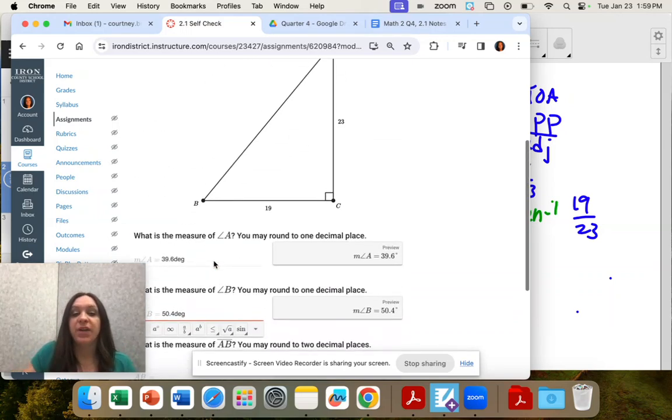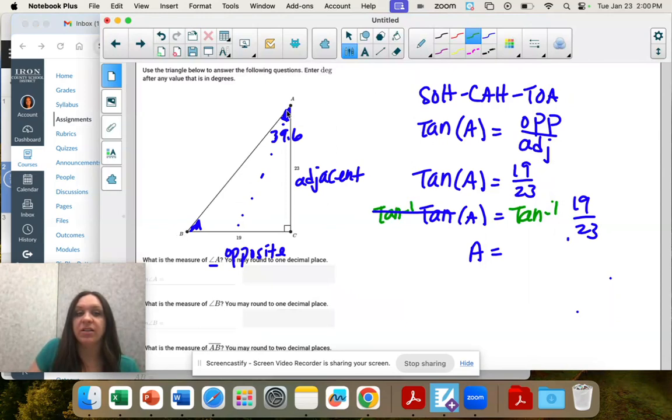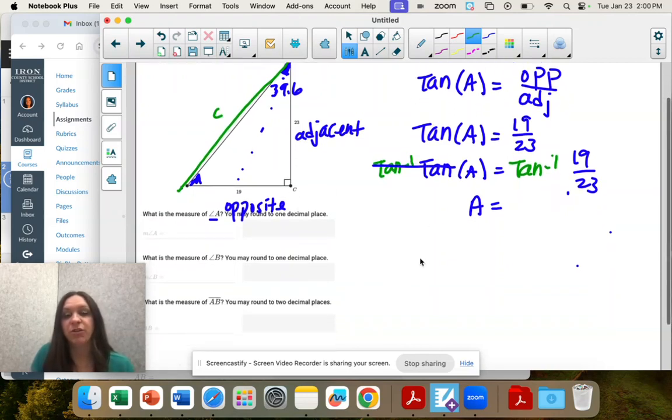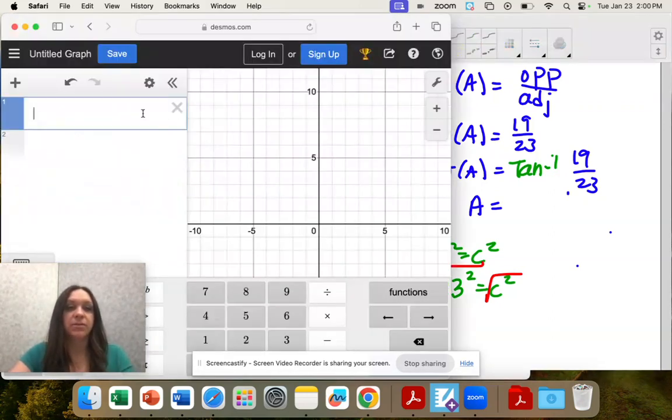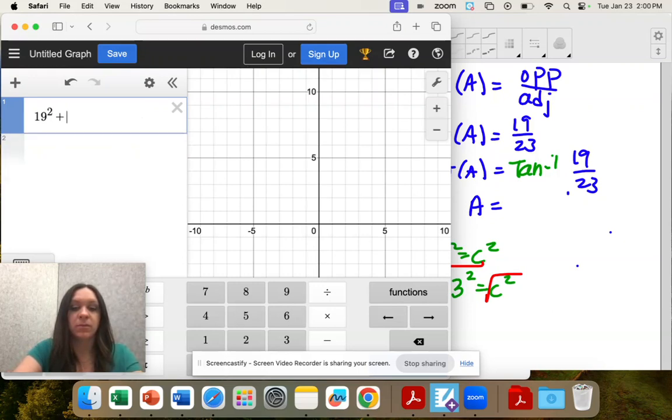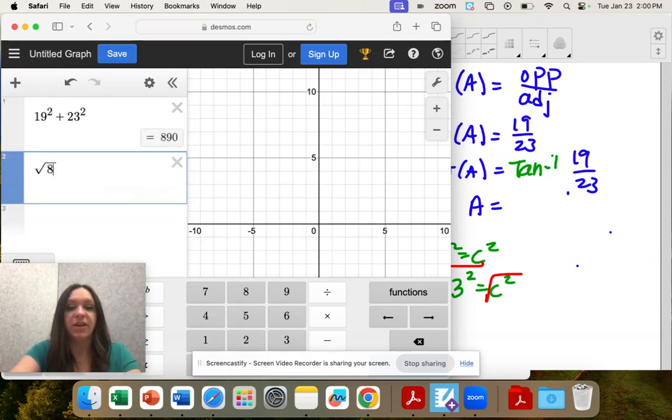All right, what's the measure of AB? So now we want to find this, the hypotenuse. You can use Pythagorean theorem, you can use trig. When you're finding the hypotenuse, I like to use Pythagorean theorem just because it goes pretty quick. You square the sides, and then you take the square root of that. That's your answer. So 19 squared plus 23 squared. And then you take the square root of that value.